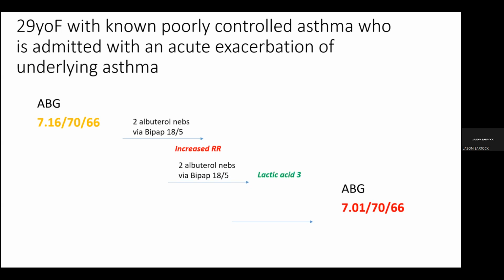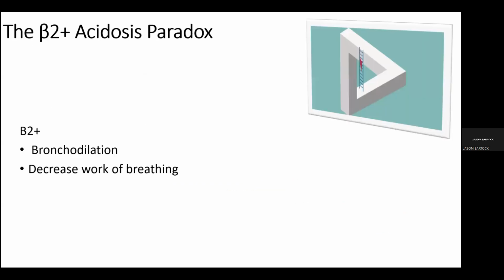The medicine doctor thought that the patient's lactate was high due to a high mechanical load, so gave more beta agonists. The respiratory rate continued to go up, and the next pH was 7.01, 70, and 66. So now the patient had a worsening metabolic acidosis on top of their respiratory acidosis, and this is this concept of the beta agonist paradox. So be careful of that.